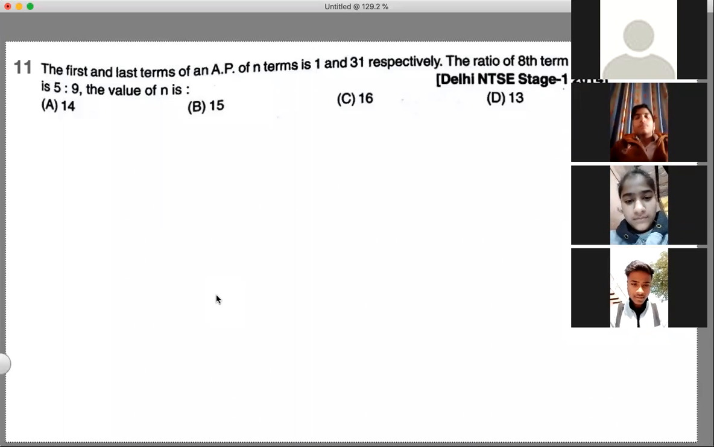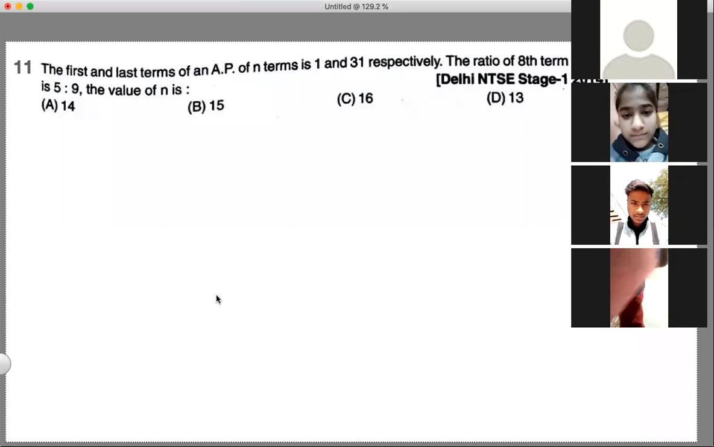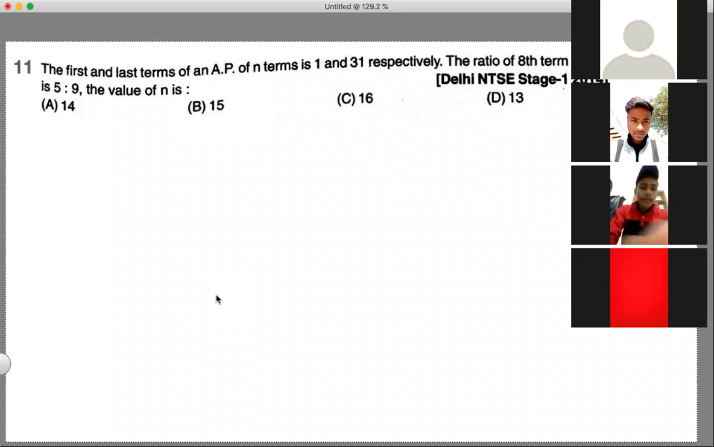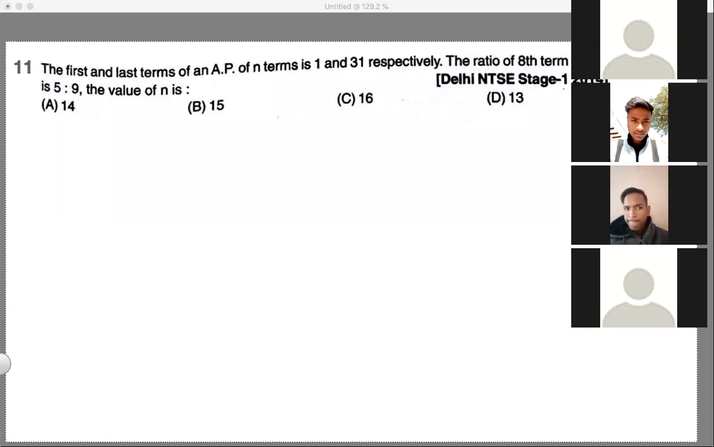ठीक है, we will continue with the discussion on AP. The first and the last term of an AP of n terms is 1 and 31 respectively. The ratio of the 8th term and n minus second term is 5:9. The value of n is, okay, so the first term of this AP is 1. So A is equal to 1, we already know.